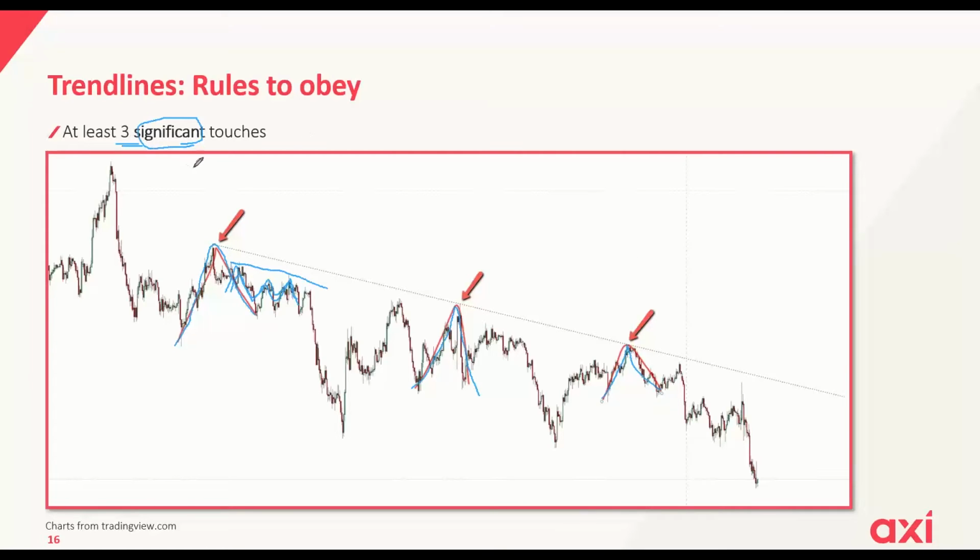Personally, my preference is 3. You can increase it. 2 to me is still a coincidence. 2, 3 tells me that there's more people looking at it.